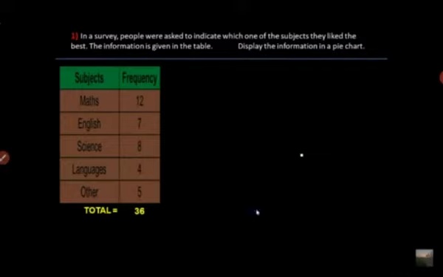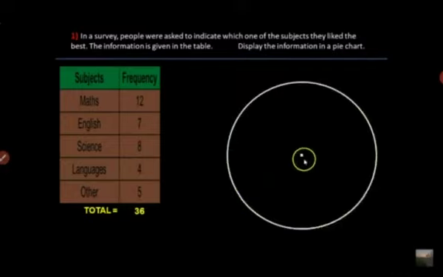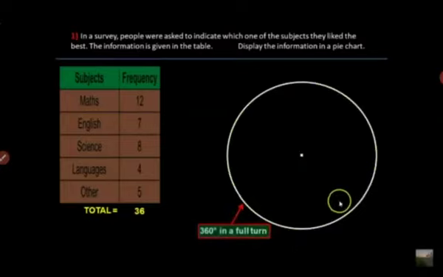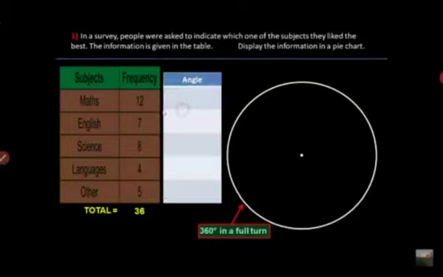To draw a pie chart, we need a circle. Here is a circle with the center over here. Now you know in a circle, when you take a complete turn, there are 360 degrees. So this whole turn represents 360 degrees. So I need to divide this circle into different sectors for maths, English, science, languages, and others. So in order to do that, I need to know the angle for each subject. What angle represents maths, English, science, and so on. So I need to calculate the angle for each subject.